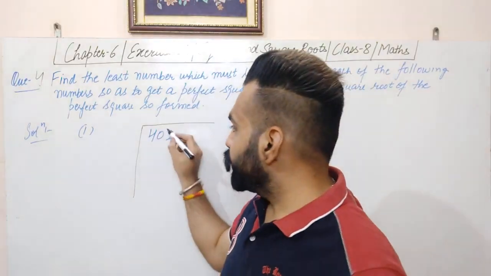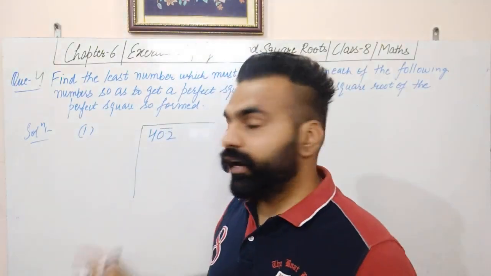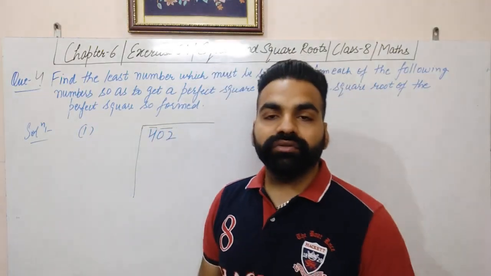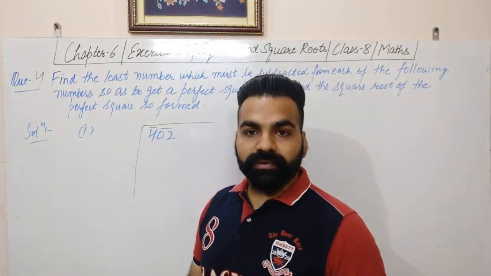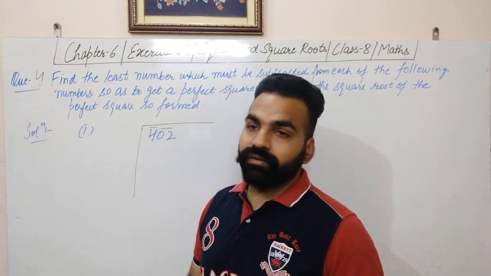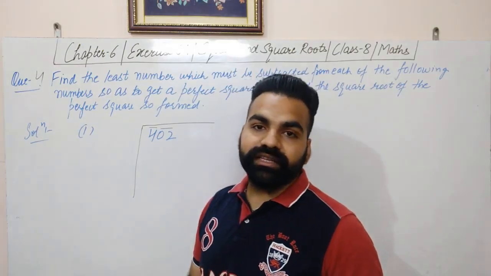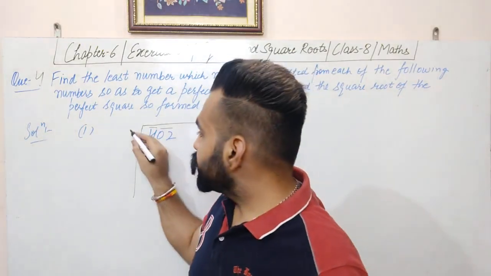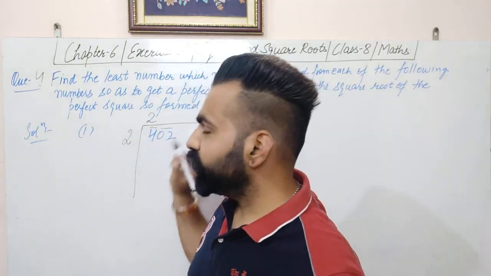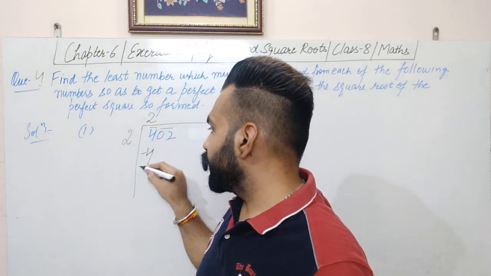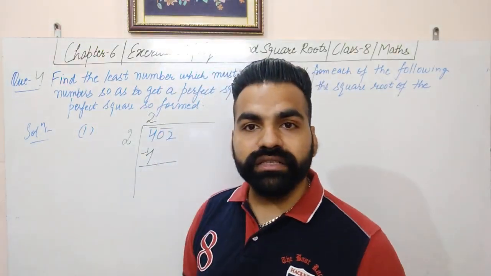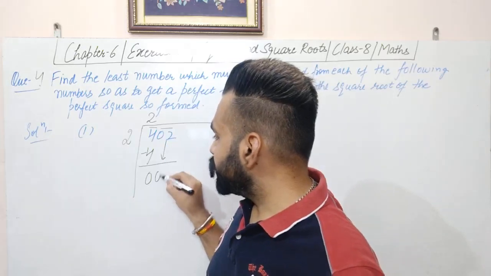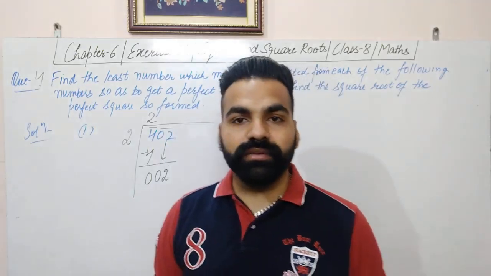First of all we will put bar on 02, and 4 is left, so 1 bar will be on 4. We have to think of a perfect square number which is either equal to 4 or less than 4. Now 4 is a perfect square in itself. So we will take 2 here, 2 in the quotient, and 4. So 4 minus 4 is 0 and this pair will be taken down. So this will be 002.